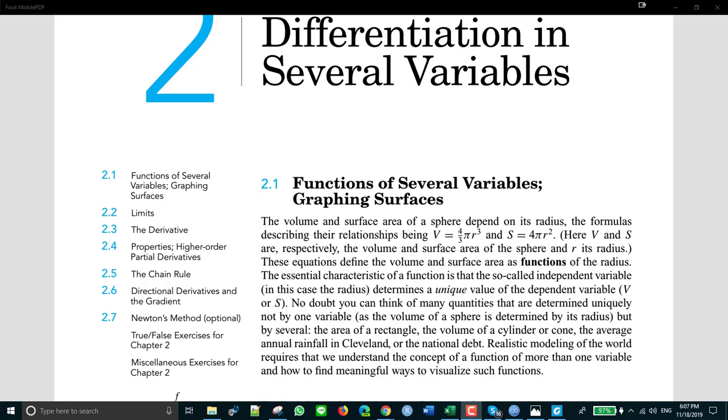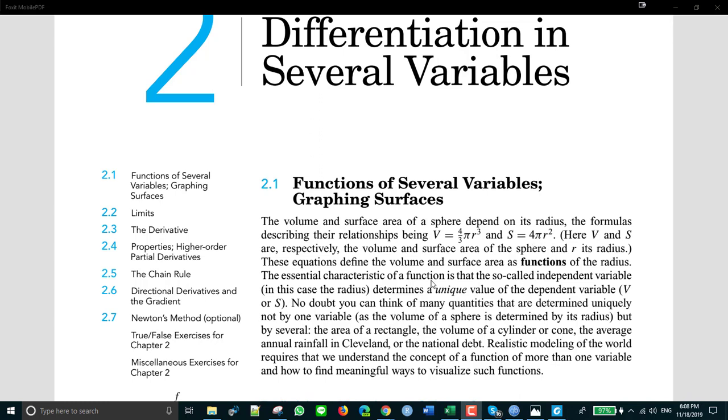Okay, we start in chapter 2, and we're going to be developing the idea of a derivative when we have a function of several variables. So here they say that we have a familiar formula, volume as a function of the radius, and here is the surface as a function of the radius.